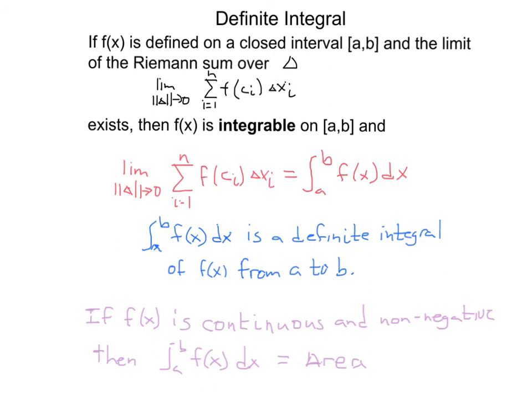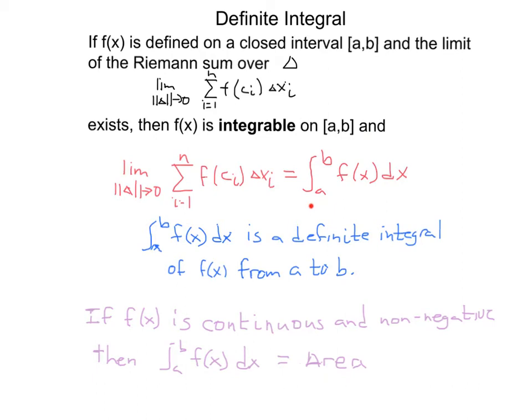Now let's look at what we call a definite integral. If f of x is defined on a closed interval from a to b, and the limit of the Riemann sum over our partition delta is equal to the limit as the norm of delta approaches 0 of the sum as i goes from 1 to n of f of c sub i times delta x sub i. If that limit exists, then we say f of x is integrable on the interval from a to b, and that this limit is equal to this right here. And that is the notation for a definite integral.